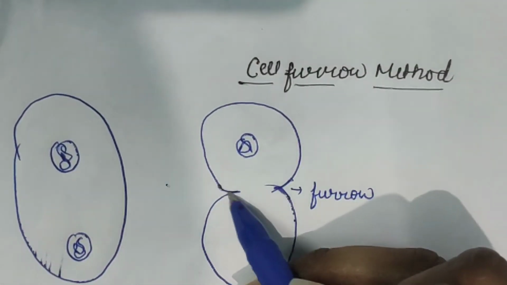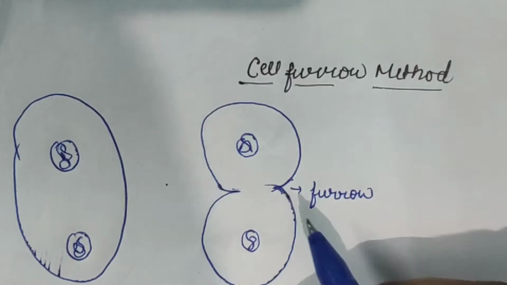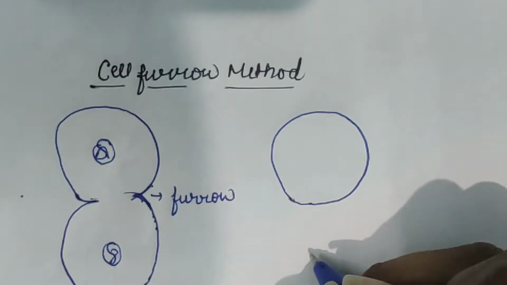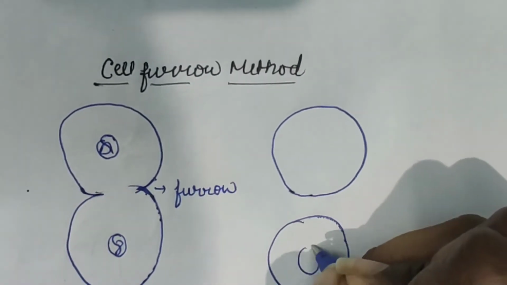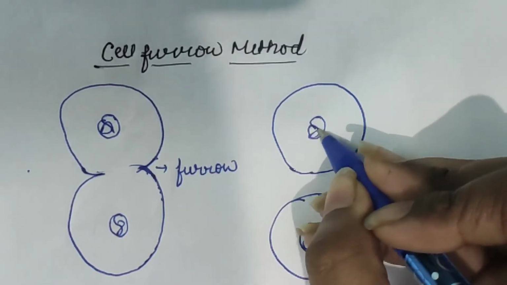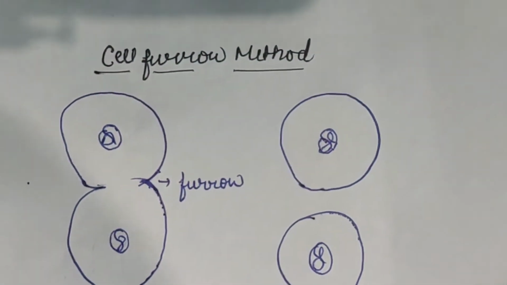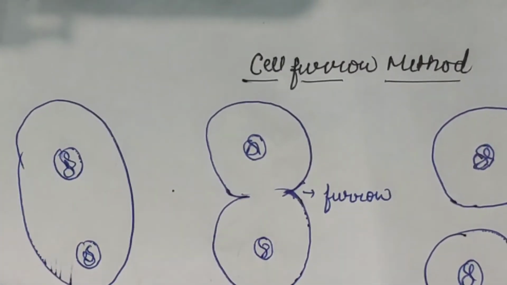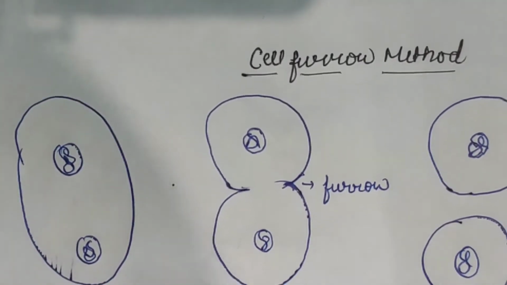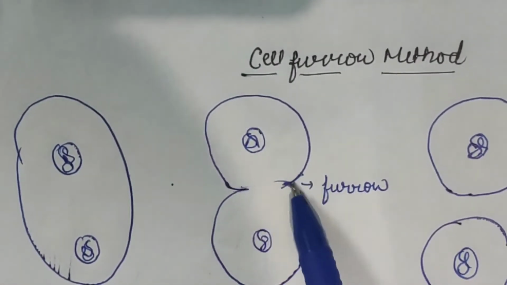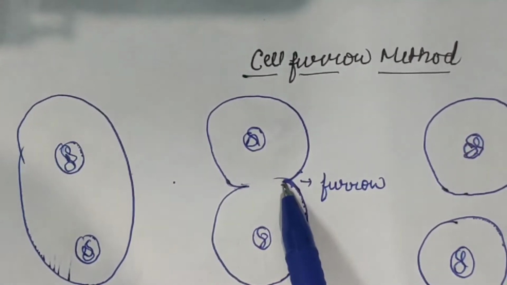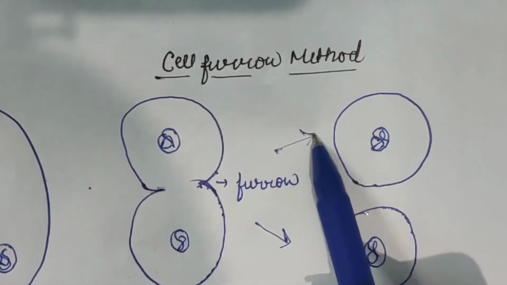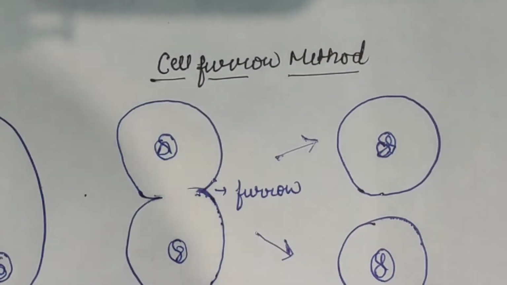Whenever both of the notches touch each other, the cell is split or divided into two different daughter cells. In this way, cytokinesis is completed in the animal cell. In an animal cell, the outer covering is only the cell membrane, which is quite flexible in nature. That's why after the telophase it starts moving inward and forms a furrow, and after some time it splits into two daughter cells. So in this way, the cell furrow method is done in the animal cell.